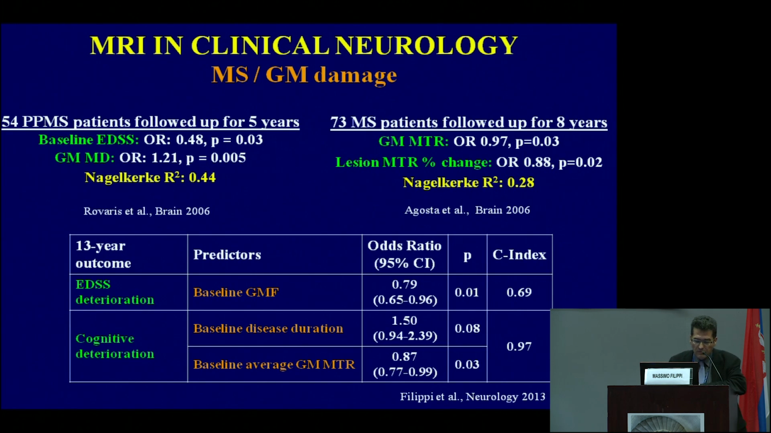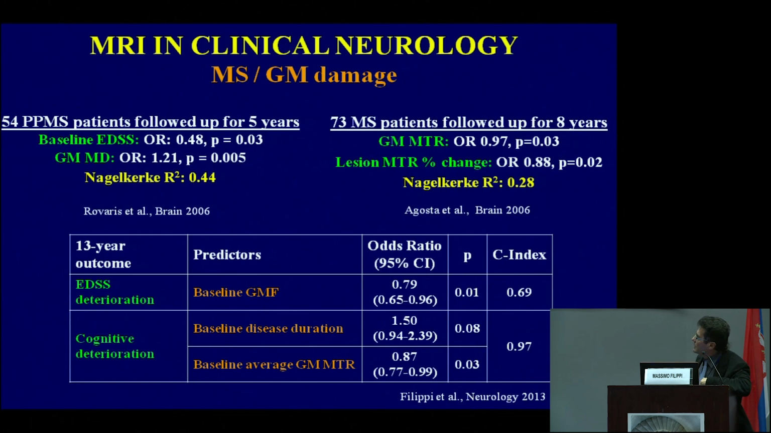So this is a long-term follow-up, I would say. And we assessed what predicted accumulation of locomotor disability 13 years in advance. And this was just baseline gray matter atrophy, which was able to correctly classify 70% of the patients as progressor or non-progressor more than 10 years before.